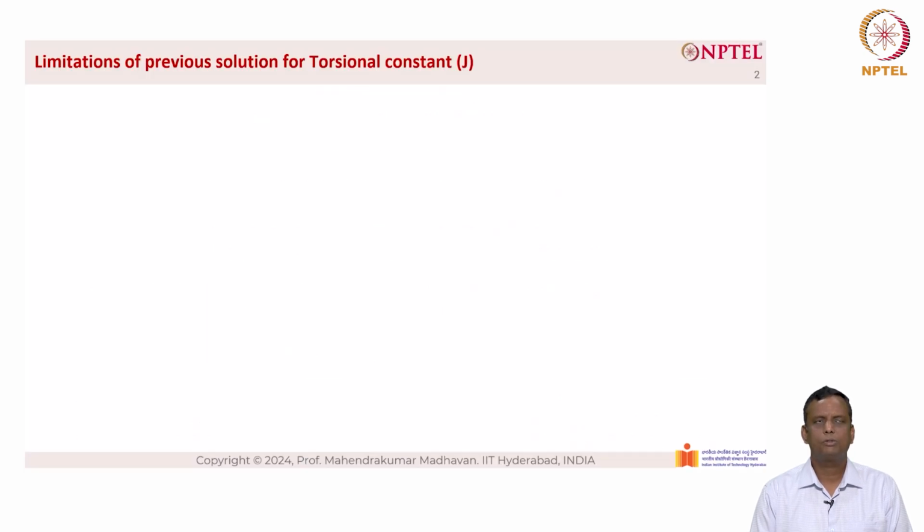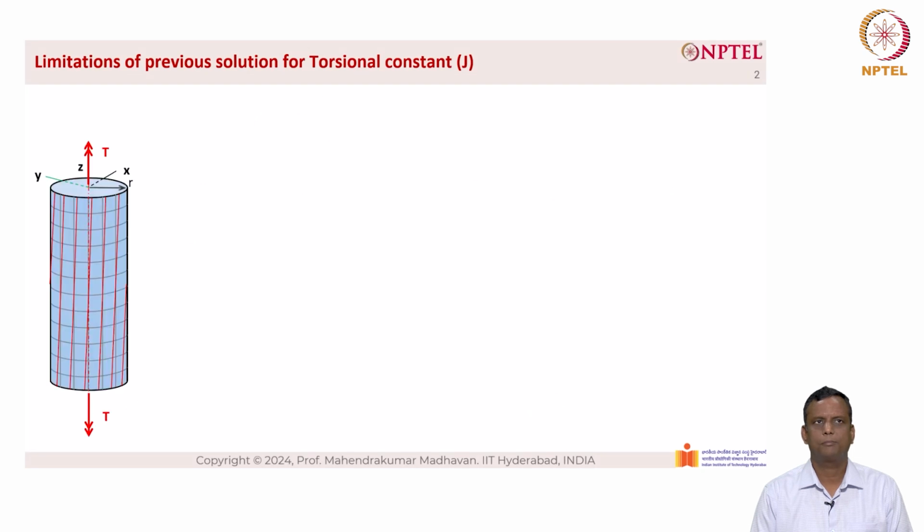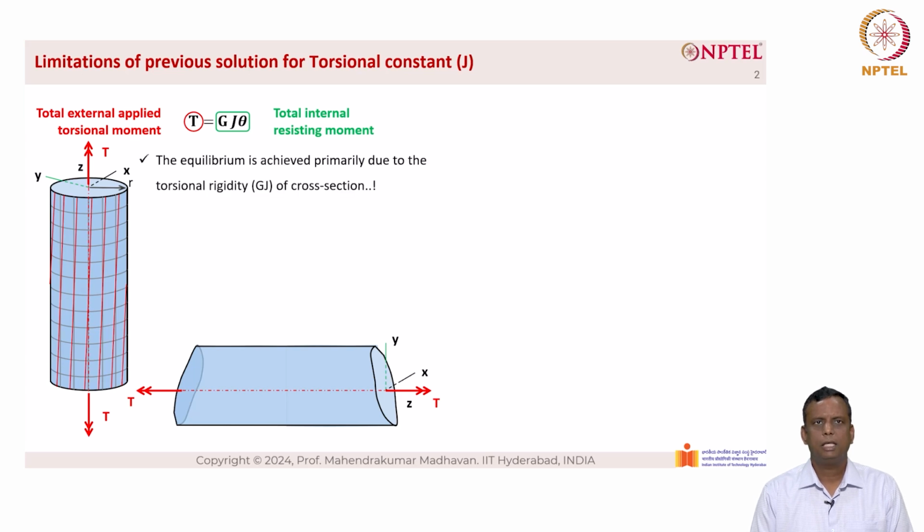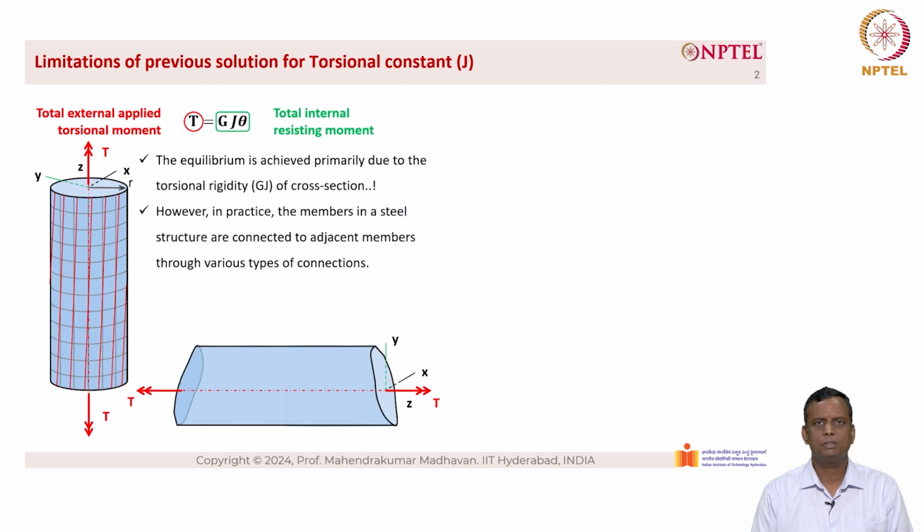Before we go into that, let us look at the limitations of the previous solution for torsional constant, J. We have a circular cross-section subjected to torsion here. You also have a non-circular cross-section subjected to torsion. T is given as GJθ, where T is the total external applied torsional moment and GJθ represents the total internal resisting moment. The equilibrium is achieved primarily due to torsional rigidity GJ of the cross-section.